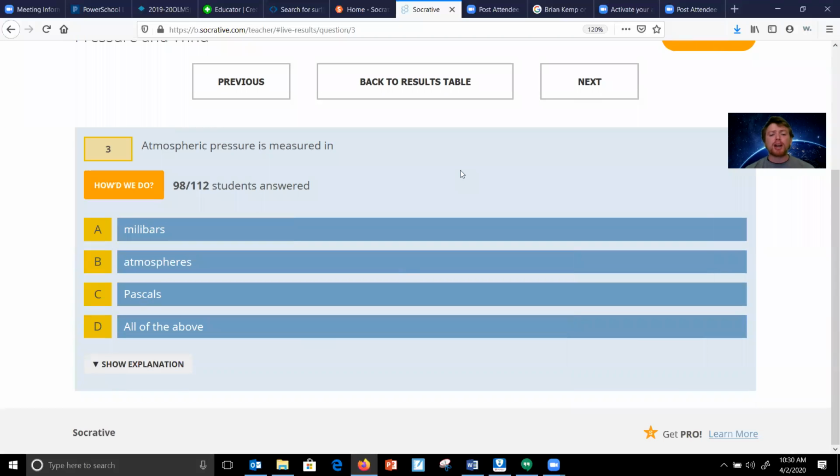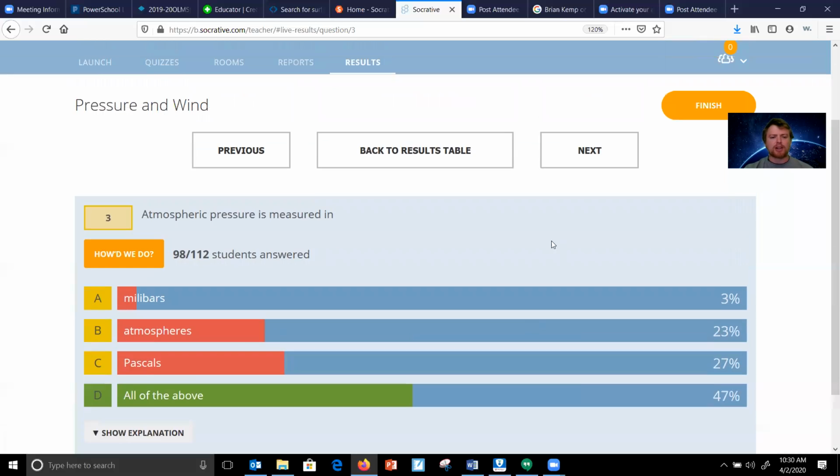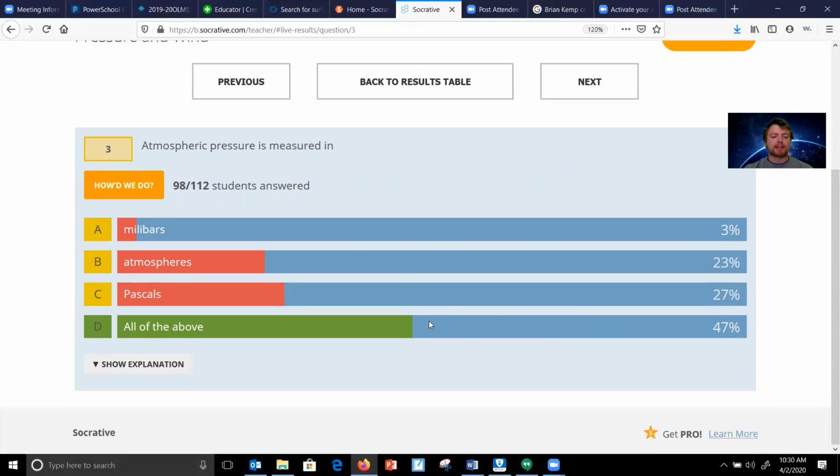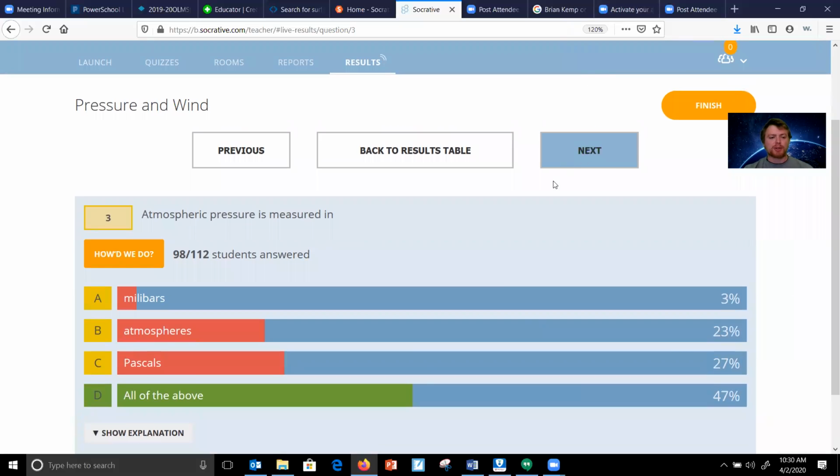When we talk about pressure and the pressure gradient force, there's all sorts of different ways that we can measure pressure. A lot of times we talk about millibars. I don't know why that was the least selected wrong answer. Yes, atmospheres, pascals are pretty close to millibars. It's all about the same unit, but yes, pressure can be measured in all sorts of different things.